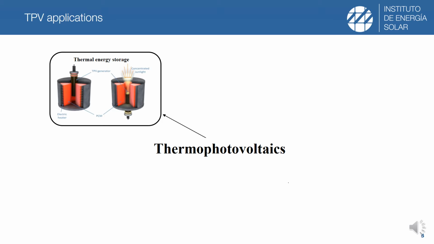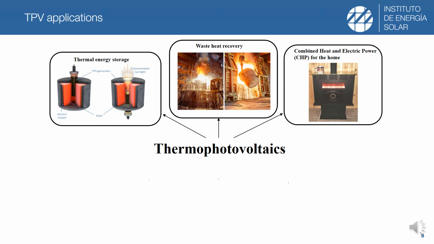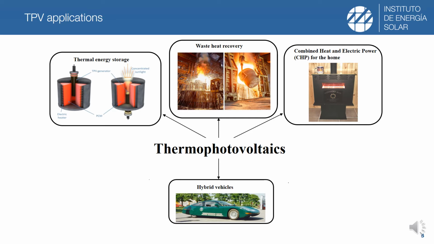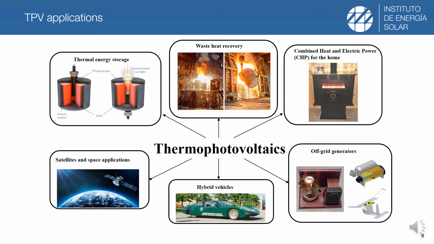TPV technology is a promising tool with a wide range of different applications, such as novel thermal energy storage systems. It can also be applied for waste heat recovery, to increase energy efficiency in industry, or for distributed combined heat and power. In the past, it has also been used as a power source for hybrid vehicles, and another appealing application is off-grid generators, which are suitable for isolated regions or space applications.